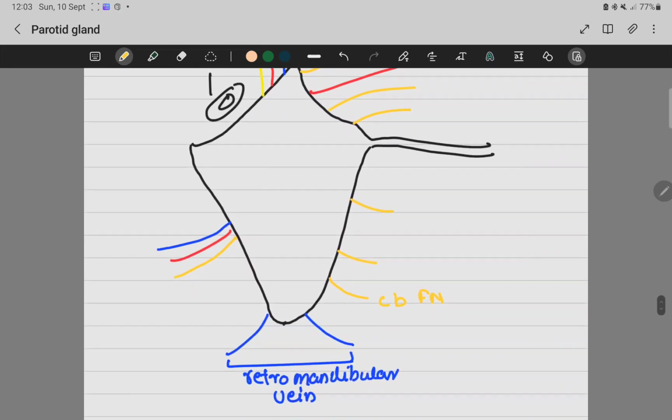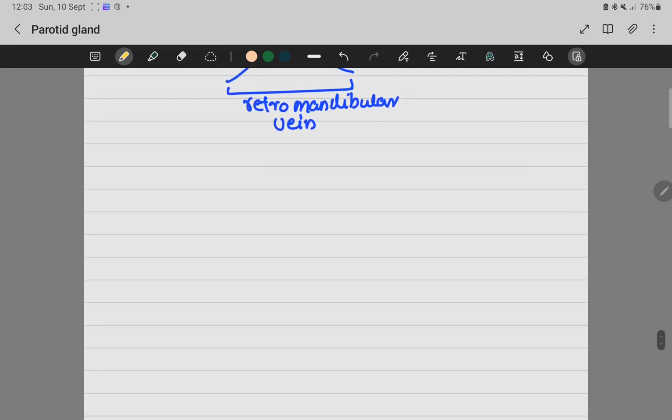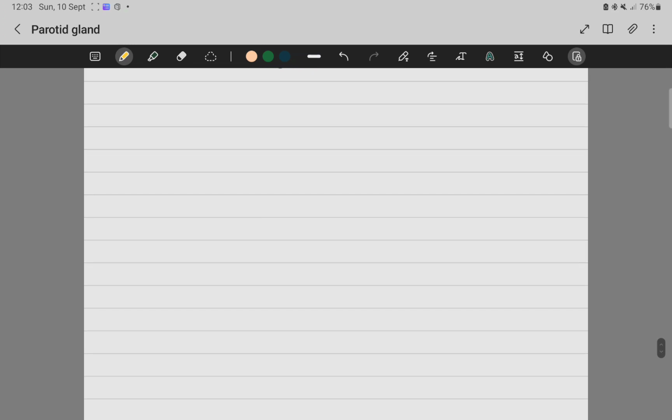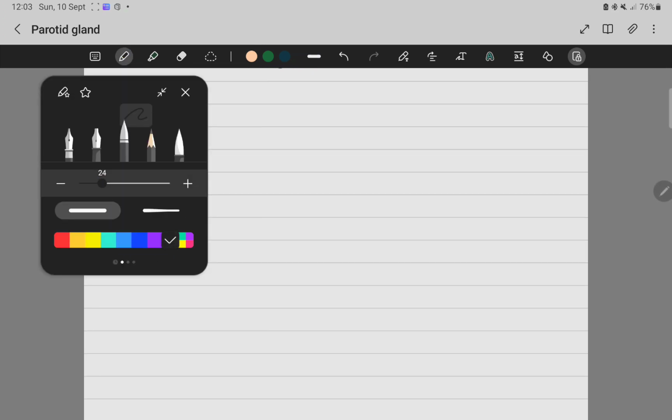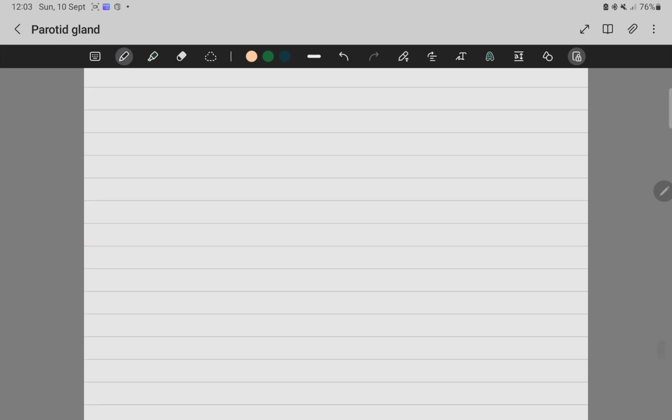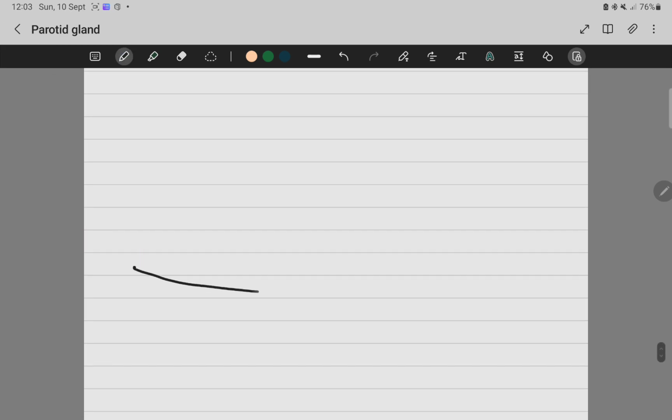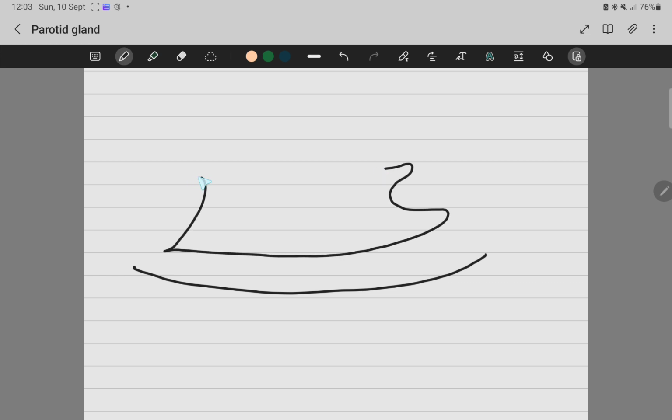This is the rough diagram of the relations of the nerves and vessels, and then we'll do the horizontal section through parotid gland. This is the skin of the parotid gland. A rough diagram of how the parotid gland would look.